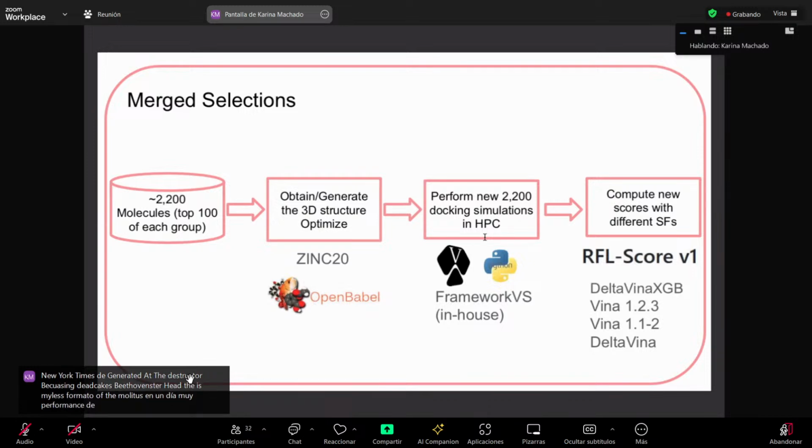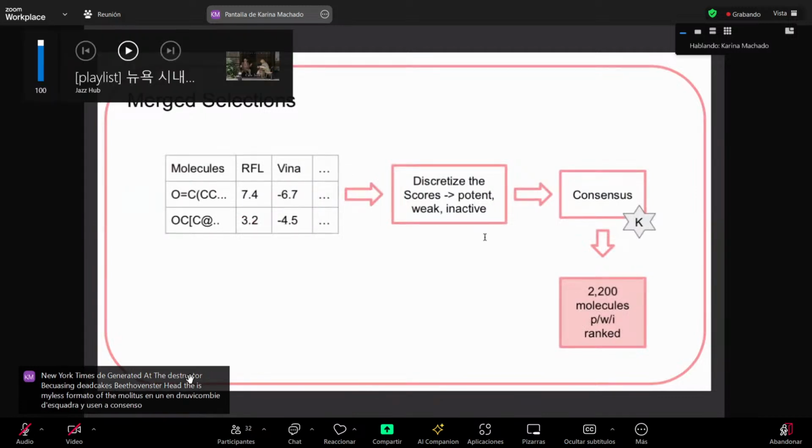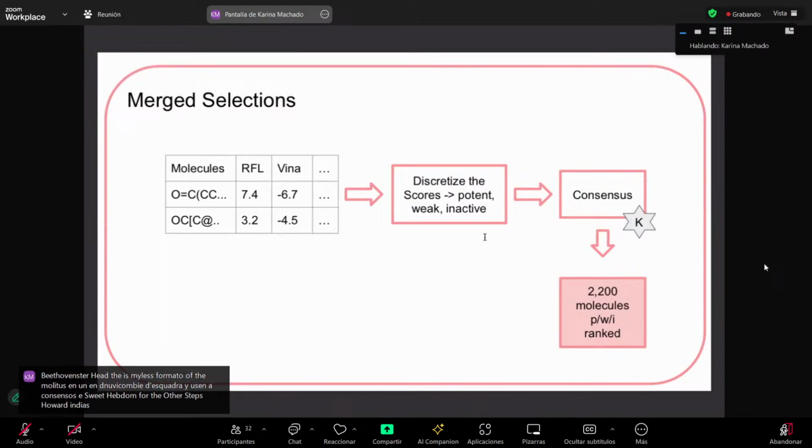We computed all the 5 scores, and then we combined these scores using a consensus, as we have done for the other steps. However, in this step, we needed to indicate also if the molecules were potent, weak, or inactive according to our strategy. So in that case, we applied a little bit different consensus, because we discretized all the scores between potent, weak, and inactive, okay?